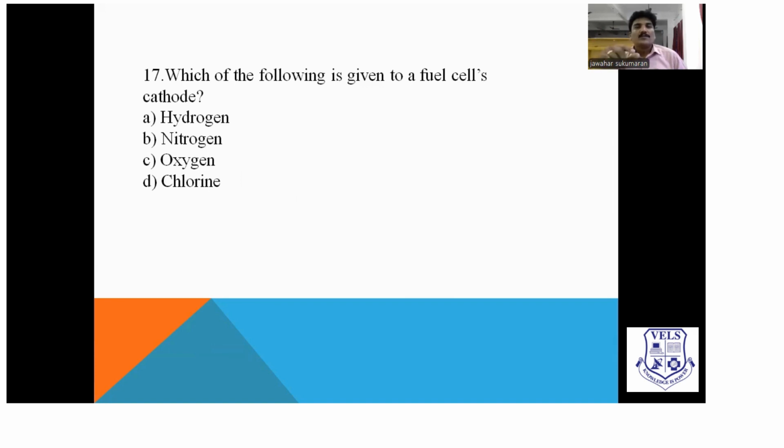Then go next. Which of the following is given to a fuel cell's cathode? A. Hydrogen, B. Nitrogen, C. Oxygen, D. Chlorine.